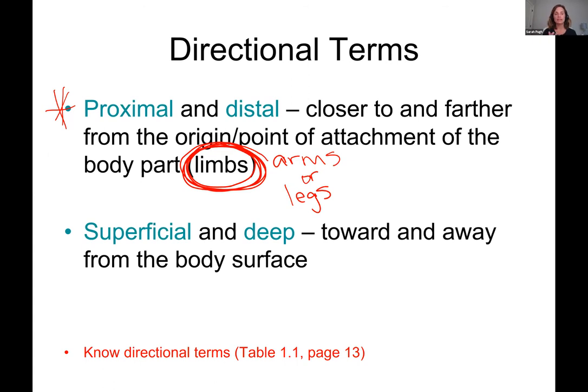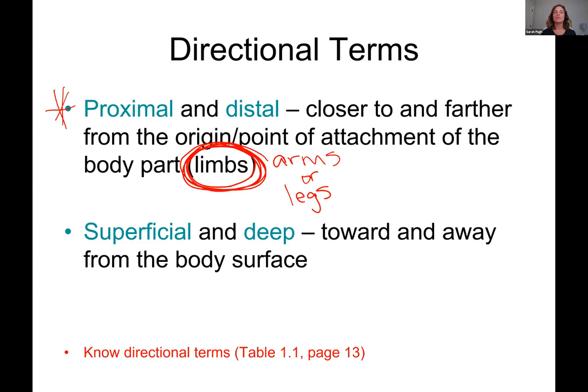And then the last directional terms are superficial and deep. I'm sure you have heard these terms before. I always think of wounds when I think of superficial and deep, like a superficial wound or a deep wound. Superficial just means that it's closer to the surface of the body, and deep means it's more internal. So a cat scratch would be a superficial wound, whereas a gunshot would be a deep wound, right?